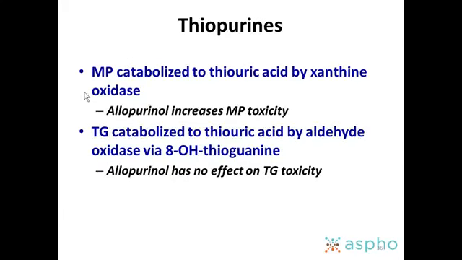Now, this is something a little archaic, but they love asking this on the boards. Don't ask me why. It's important to know that one of the other end products of 6-MP metabolism is thiuric acid, similar for 6-TG. But for 6-MP, this is catalyzed by xanthine oxidase. And as you know, allopurinol is an inhibitor of xanthine oxidase. Therefore, if you use allopurinol together with 6-MP, you can have increased myelotoxicity with the drug.